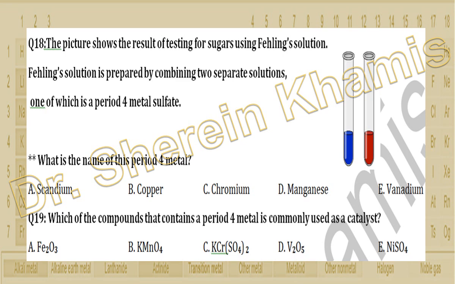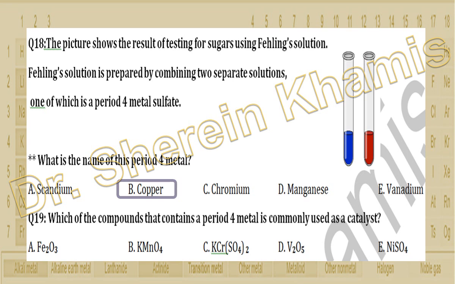I think we have different reactions, and Fehling solution is the one we use here. It is a copper sulfate solution used for testing for sugar, and it changes from blue to red.